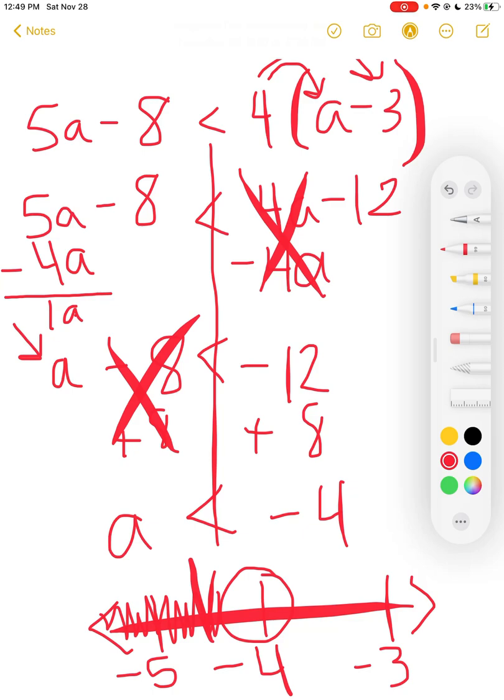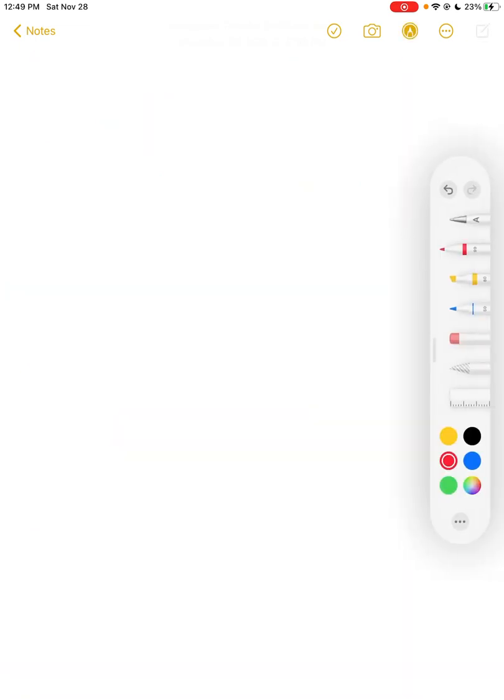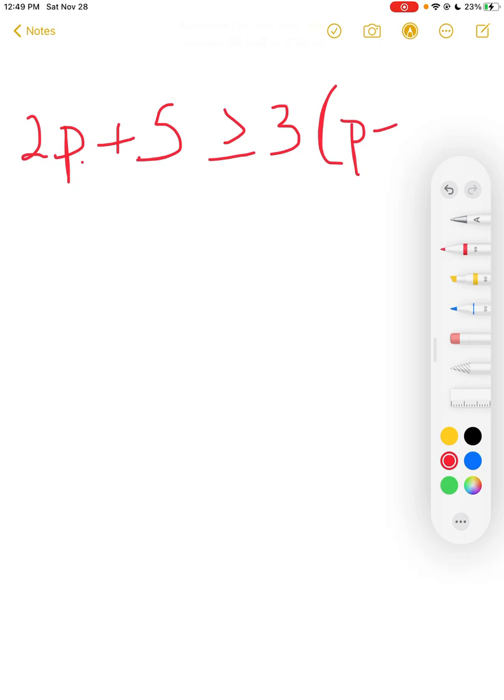All right, you guys, I want you to try a few more on your own before I finish up this lesson. Why don't you try this one on your own? 2p plus 5 is greater than or equal to 3 times the quantity p minus 6. Go ahead and solve that on your own as well as graph it. Press play when you're ready to see me walk through the answer quickly.